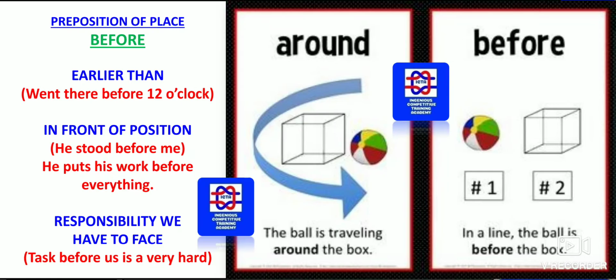He puts his work before everything. Whatever he does, he puts his work before everything, irrespective of family, friends, or close relatives. He puts his work before to achieve anything. The responsibility we have to face here: the task before us is very hard. Whatever task we have in front of us, that is the responsibility we have to face. As you can see, there is a figure on the right side. In a line, the ball is before the box. As per the line, the ball is before the box. The position indicates the ball is traveling around the box. See how that around is given in it.